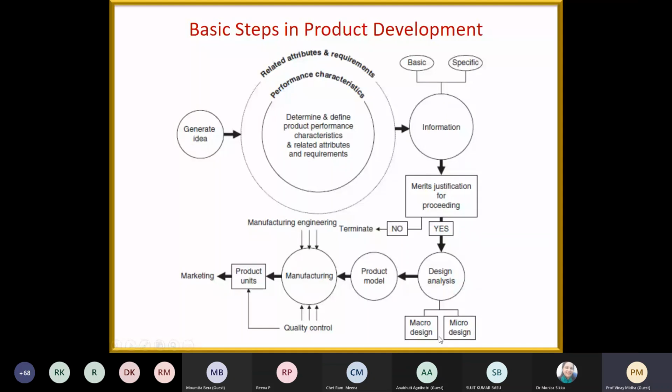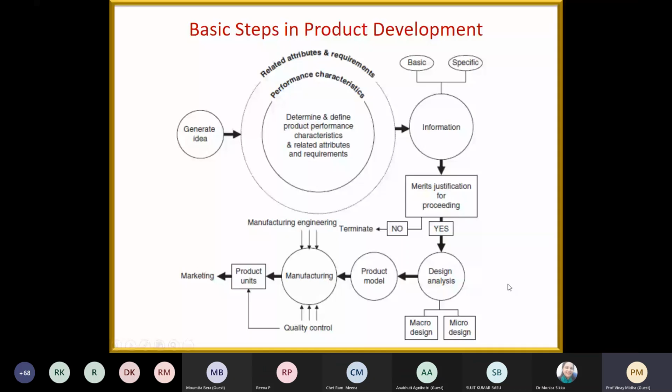Then after this, once the design analysis has been carried out, we move to the prototype making of this particular product. A product model is made, which may be tested, and then it can be taken to the manufacturing stage for larger production. And once the larger production is carried out, the product units are available, quality control is also carried out, then we go to the marketing process. So this is how the designing and development of the products will actually take place.